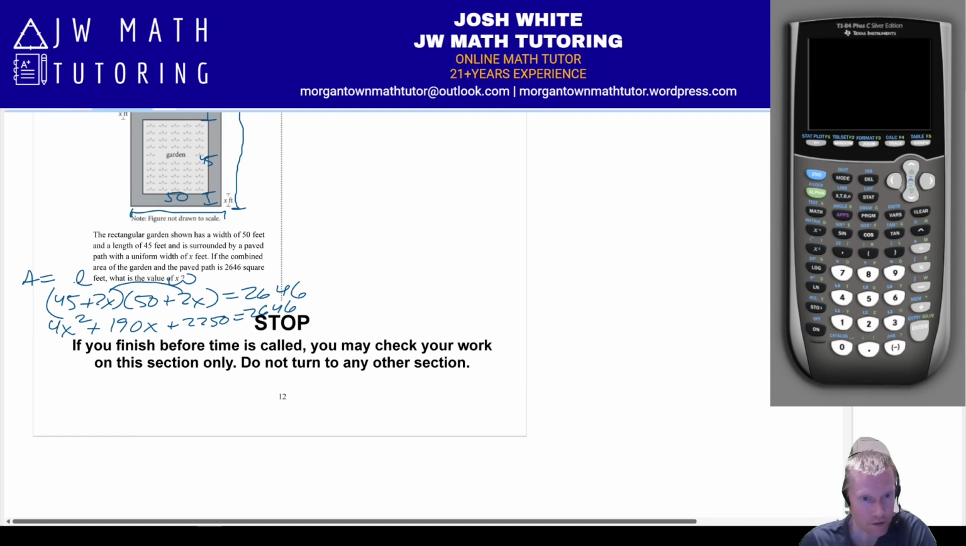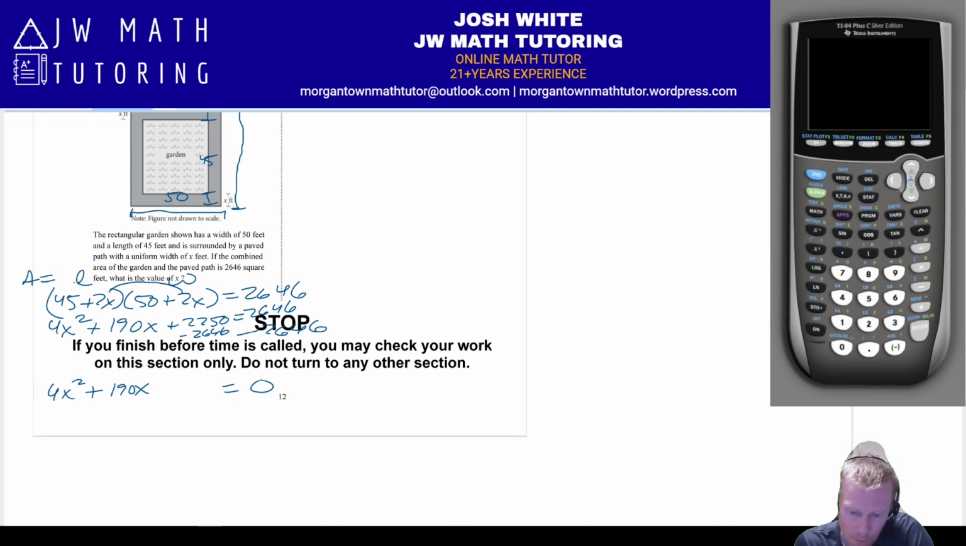Now, this is just a quadratic equation. We can solve it on the graphing calculator. First thing, though, I would get it equal to 0. So you subtract 2646 on both sides, and you end up with 4x squared plus 190x minus 396. Now, technically, at this point, you could divide it by 2 just to make the numbers a little smaller and easier to work with. So we get 2x squared plus 95x minus 198 equals 0.